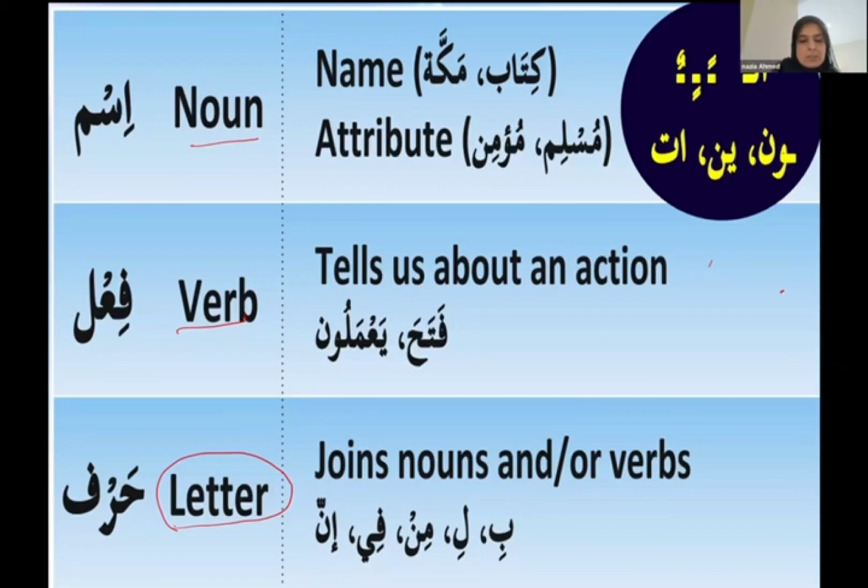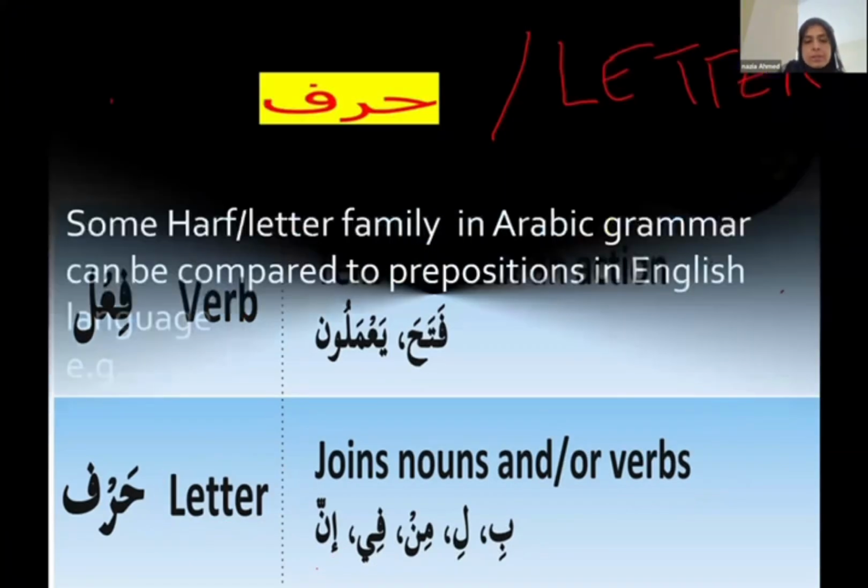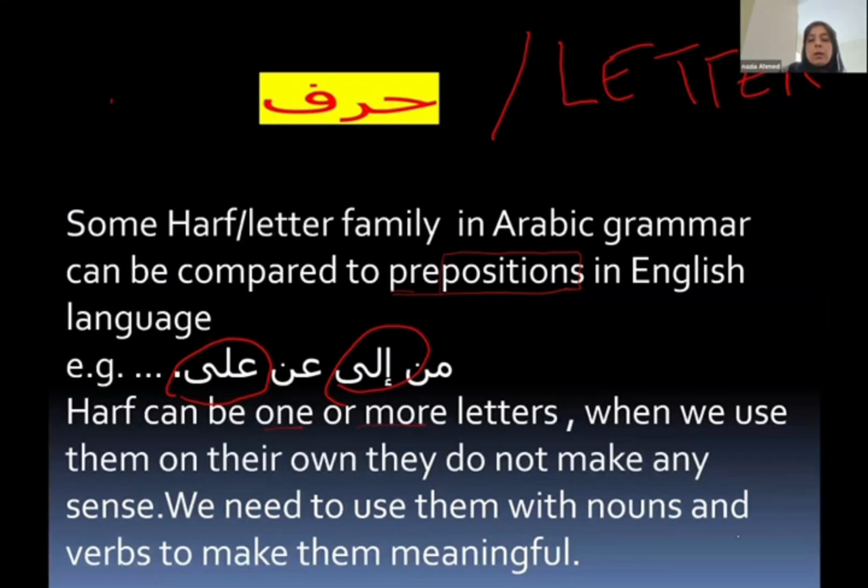So what are letters? These are small words consisting of sometimes just one letter, sometimes more than one letter. We can join them with nouns and verbs and with pronouns as well, just like bi, li, min, fi, in. So these are small words.